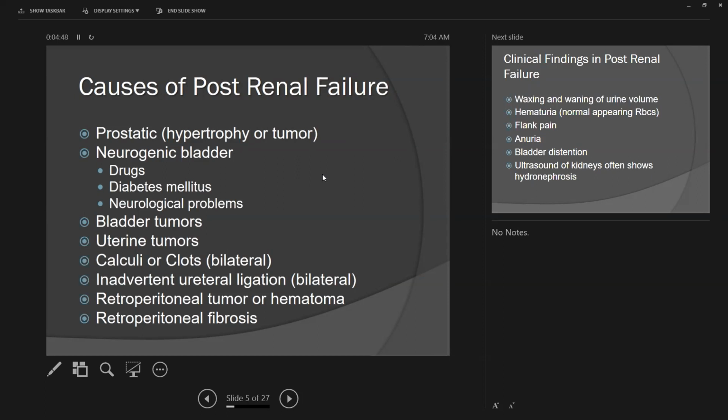And I haven't seen this in years. I used to see it a lot more often. I've been around a while, so 25, 30 years ago, where they use the OBGYN, do a hysterectomy and inadvertently tie off both ureters. Retroperitoneal tumors and retroperitoneal fibrosis. But the ones to remember: big prostate, neurogenic bladder. And by the way, what do you think the number 1 cause of obstructive acute kidney injury is in females? It's uterine tumors.